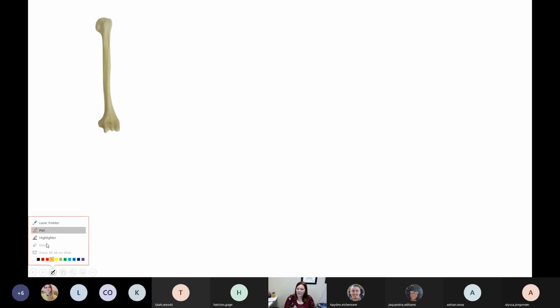I'm going to change my pen color again. Let's start up here with the bone that we see here in the corner. Does anyone have a guess as to which bone we're looking at right here? What bone might this one be? I know, Dr. Allis makes you type a lot.